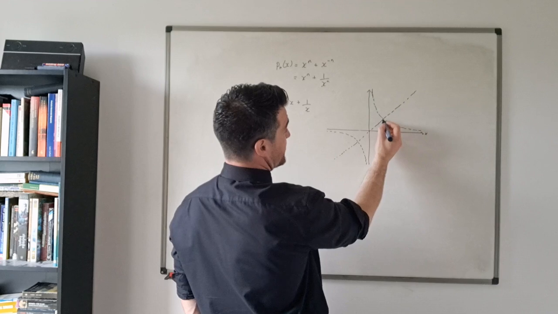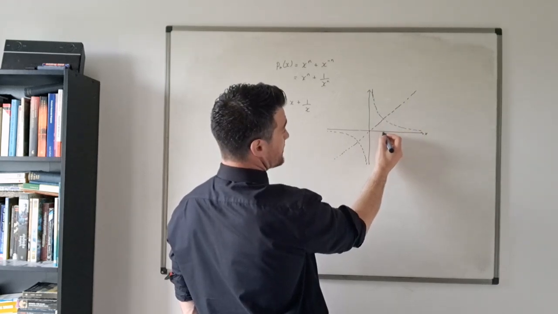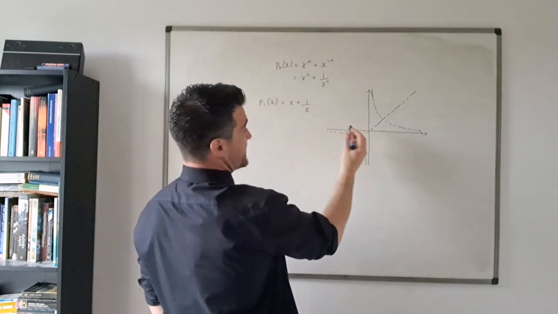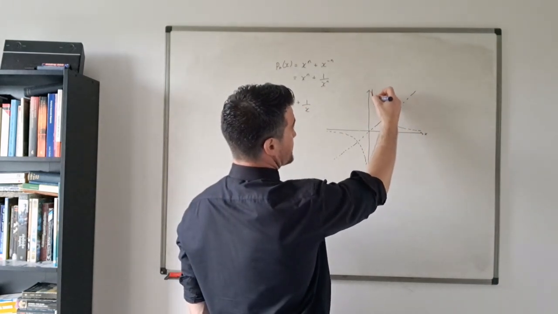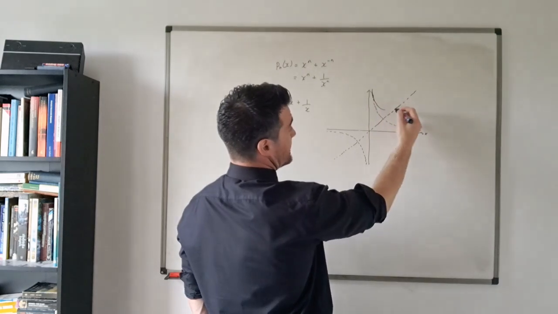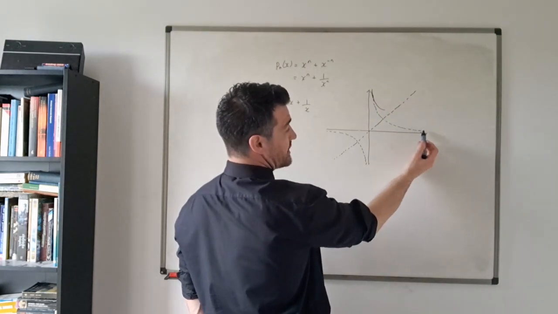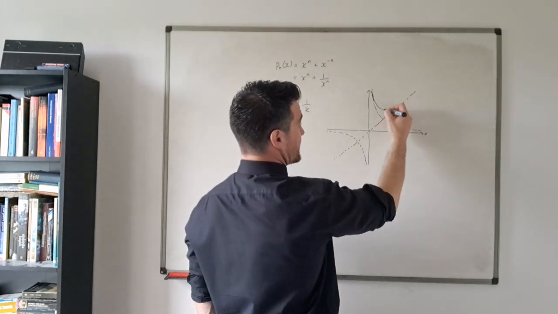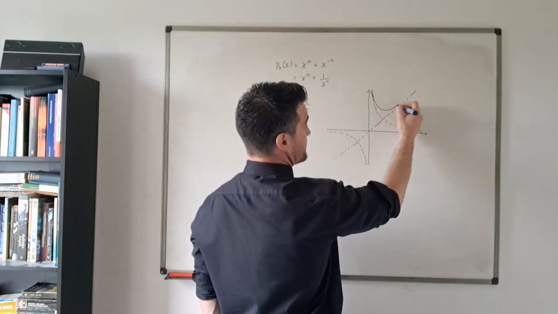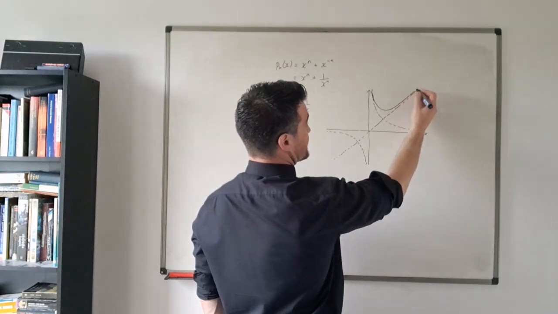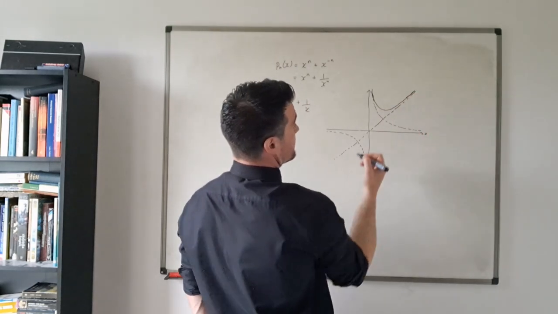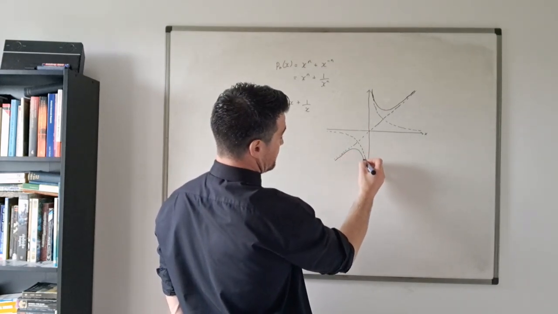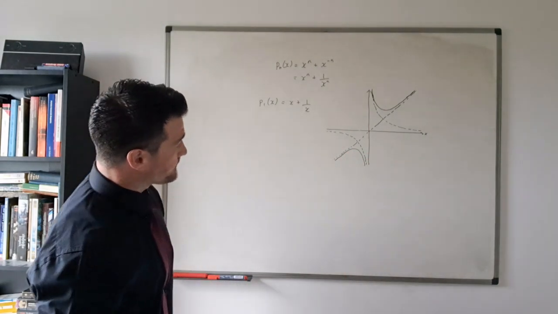Then as we get to this point here, which is at x equals 1, by the way, the overall value here is going to be 2, so it's going to look something like that. And then over here, the value of 1 over x gets very small, so the graph is going to look more and more like y equals x. So we've got these kind of asymptotes in here. And similarly down here, we get a graph that looks like that.